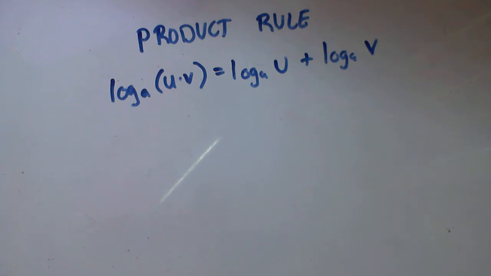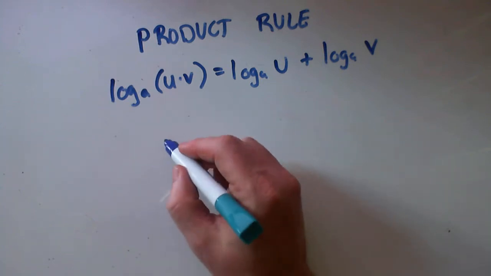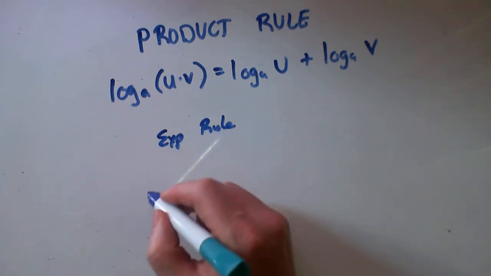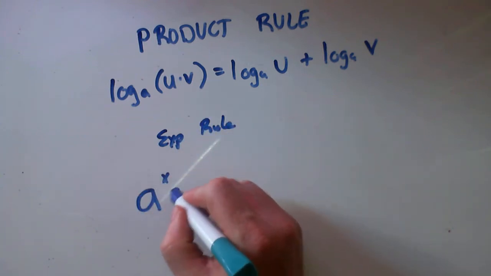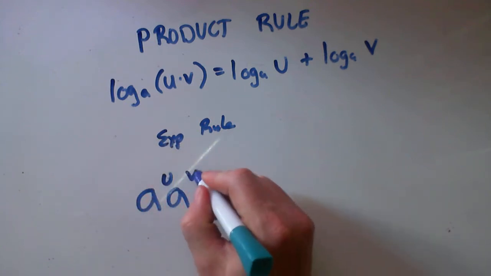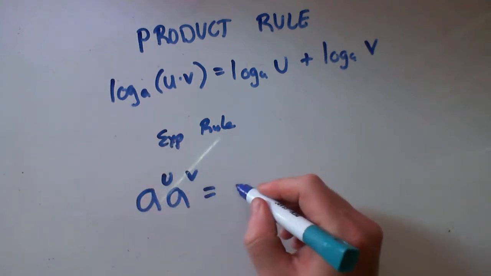The product rule says that log base a of u times v equals log base a of u plus log base a of v. This actually goes along with the exponential rule, where when you multiply two things with a like base, you add the exponents.